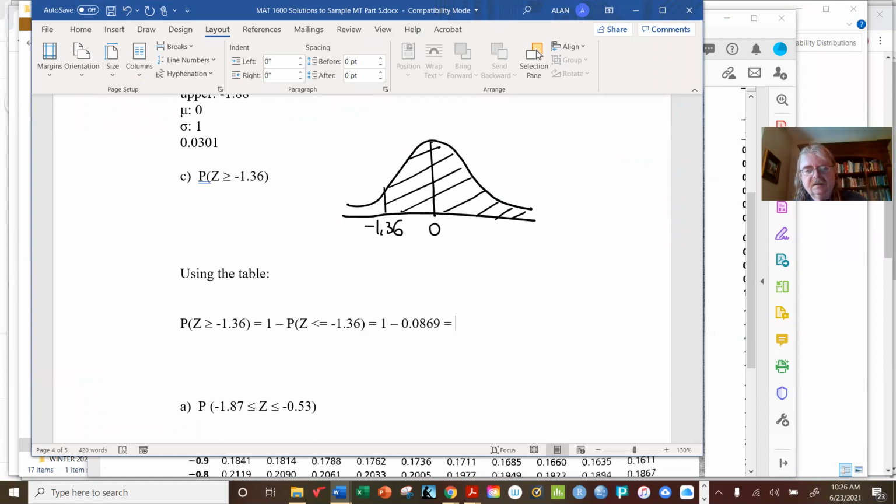Wait, what did I do here? No, sorry. No, I got it. Okay, we're good. It's 0.9131. All right, you can see that this is a large area because it takes up most of the distribution. So that whole shaded region is 0.9131.